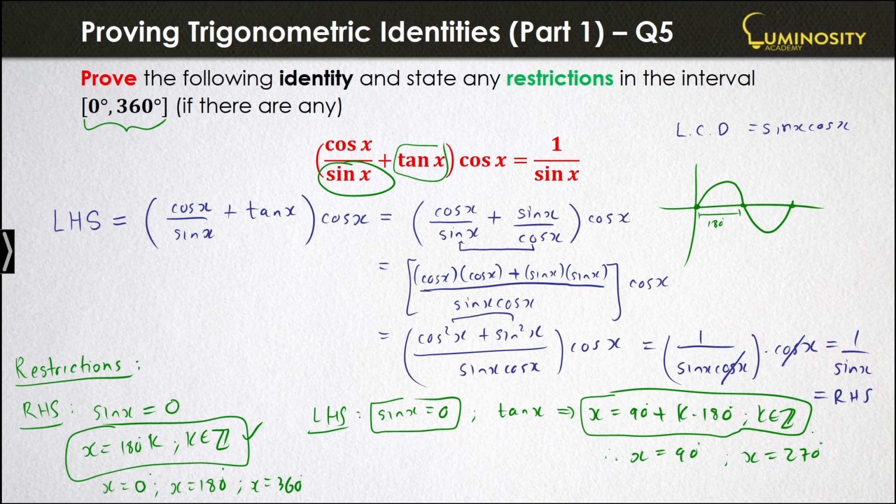Okay, so there are the restricted values. So therefore, x cannot equal 0 degrees, 90 degrees, 180 degrees, 270 degrees, and 360 degrees. Okay, so those are all the restrictions, and that's how we would solve this type of problem.